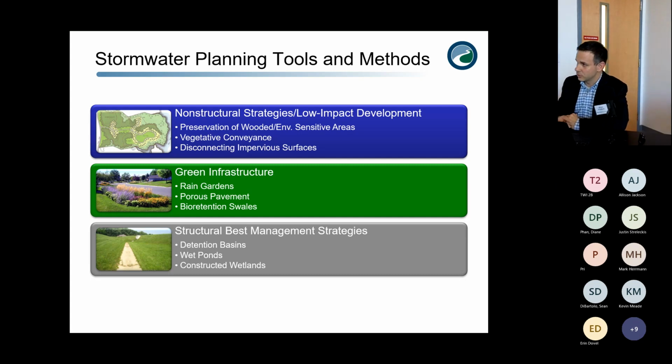The next component there is green infrastructure, and that's the type of stormwater management that's close to the source, like rain gardens, pervious pavement, bioretention swales, and I'm going to focus there for my discussion moving forward. And then beyond that are more of the structural BMPs that are the larger, more conventional type of systems, like larger extended detention basins, larger wet ponds, constructed wetlands.